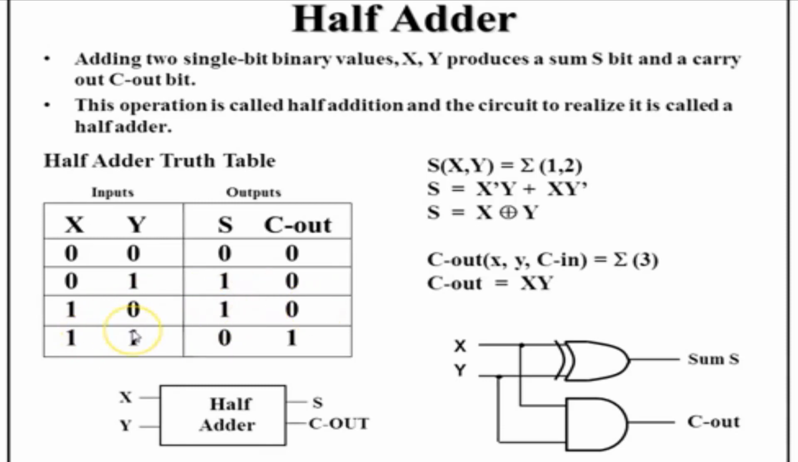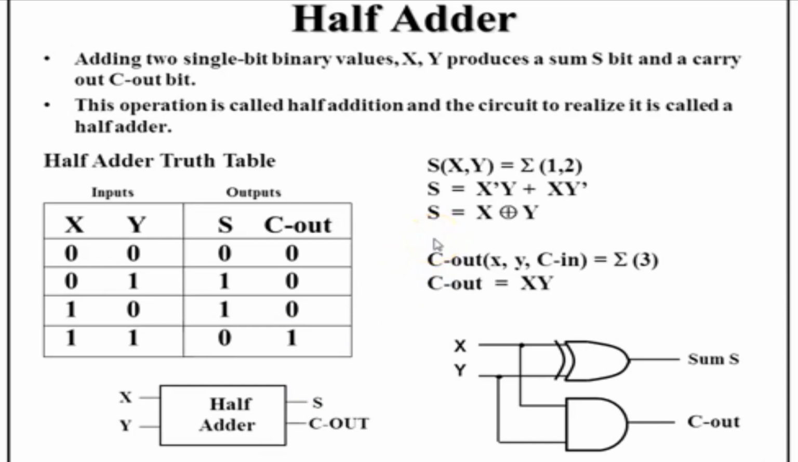1 plus 1. This is a special case. 1 plus 1 is nothing but 2 in decimal. So if I convert 2 into binary, I get 1 and 0. So the sum is 0 and the carry out being generated is 1. This is just a block diagram of a half adder.